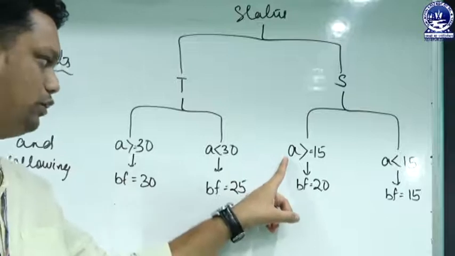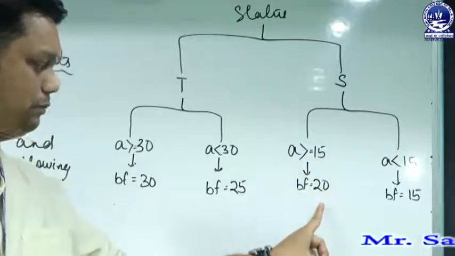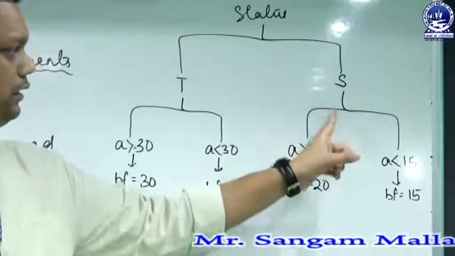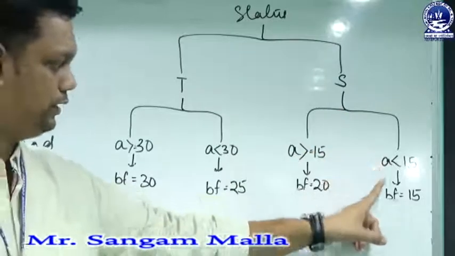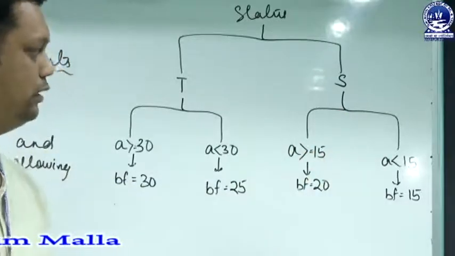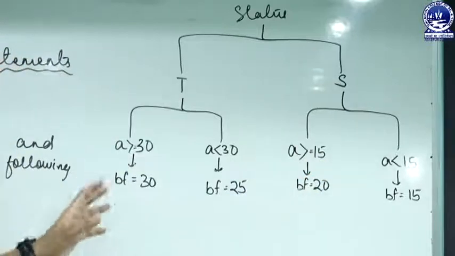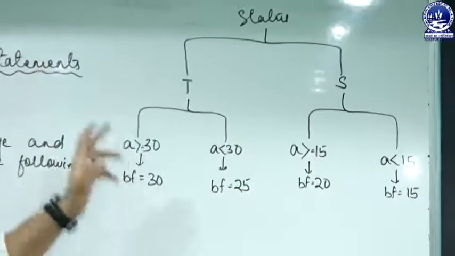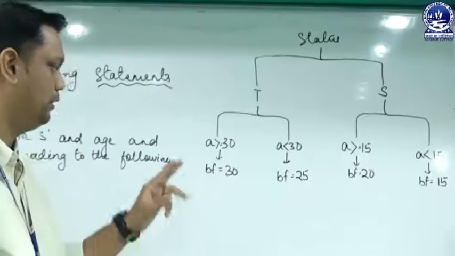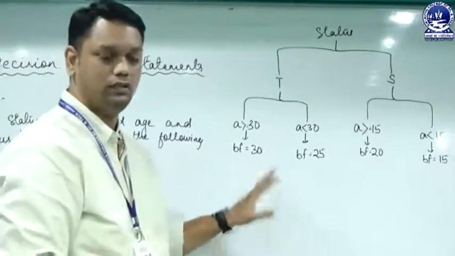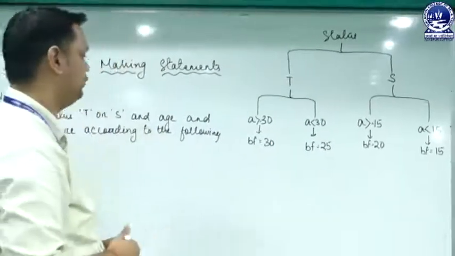So if the age of the student is greater than or equal to 15, then the bus fare should be 20, and if the age of the student is less than 15, then the bus fare will be 15. So this is the condition of the program, and we have to calculate the bus fare of each person according to this condition using nested if. So let's start with the program.